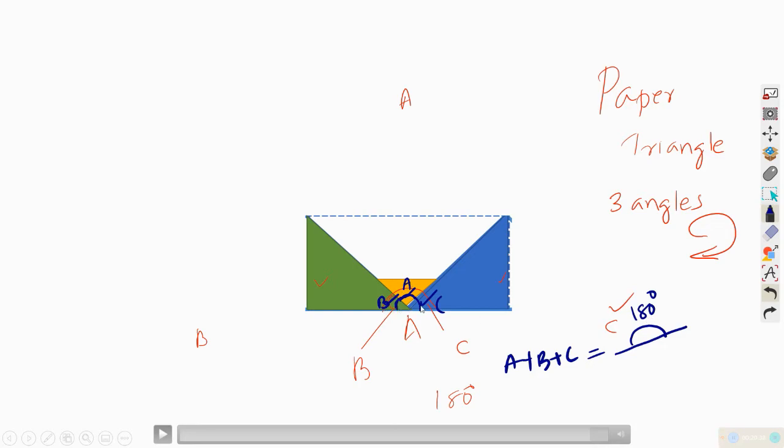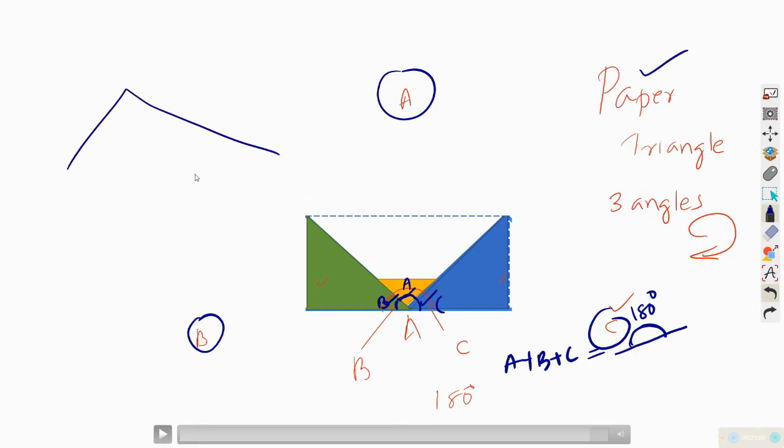So these three angles A, B, C are originally the angles of the triangle. When A plus B plus C are together, they lie on a single line and make 180 degrees. This way we can prove that the three angles of a triangle together make 180 degrees. You have to do this with the help of paper, making a triangle of any form, cutting it, marking the middle, bringing the pieces back and keeping them together, then they will match. Understood? That is one way of doing this.